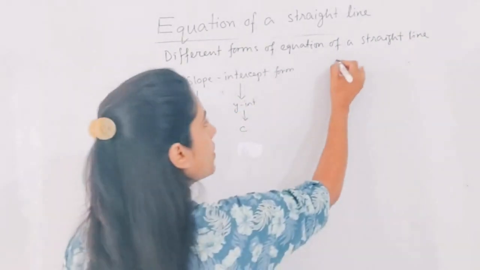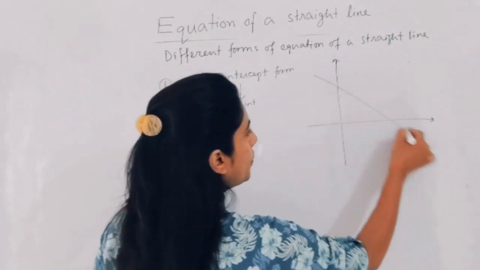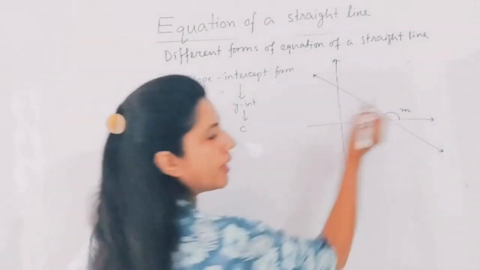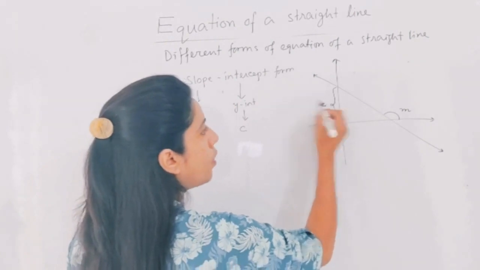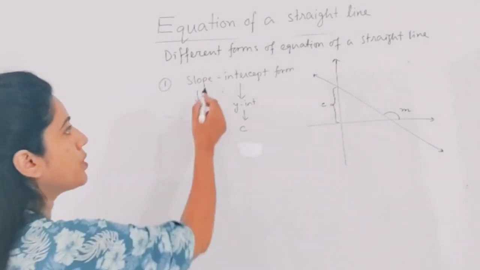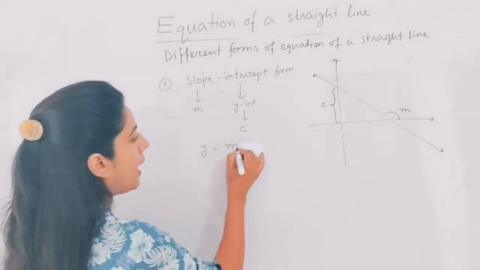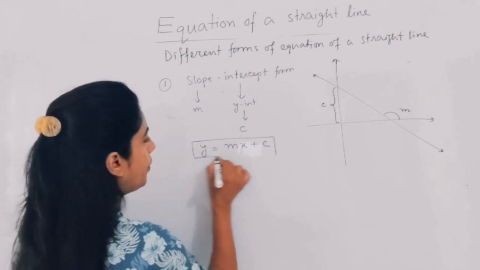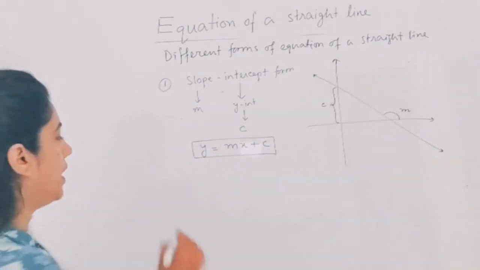So suppose this is the line whose equation is asked to you, okay, whose slope M is given and the y-intercept, this part C is also given. We are going to use the slope-intercept form which is y is equal to mx plus c. This I already told you before. Please put a box and write it. This is the first form.